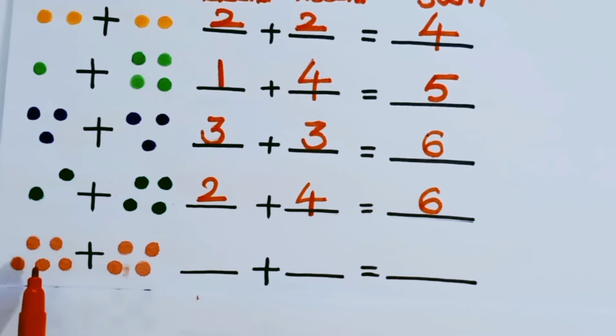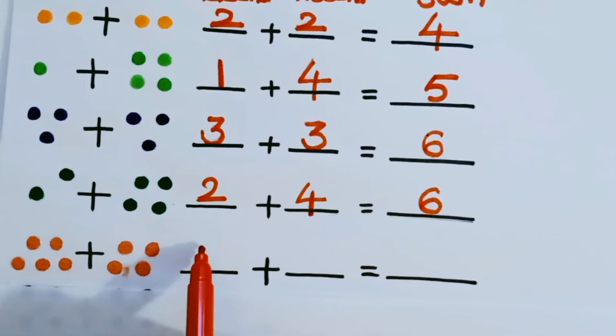Children, look at here. What is the number of circles present in the first group? How many circles are there here? Let us count. 1, 2, 3, 4, 5. What is the first addend here? 5 is the first addend.